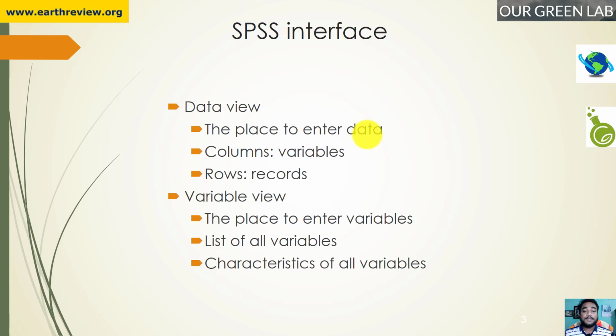There are two interfaces. Data view. This is the place to enter data. There are two sections, one is columns and another is rows. Column is used for variables. On the other hand, row will be used for adding records or cases. Variable view. This is the place to enter variables. List of all variables. Characteristics of all variables.